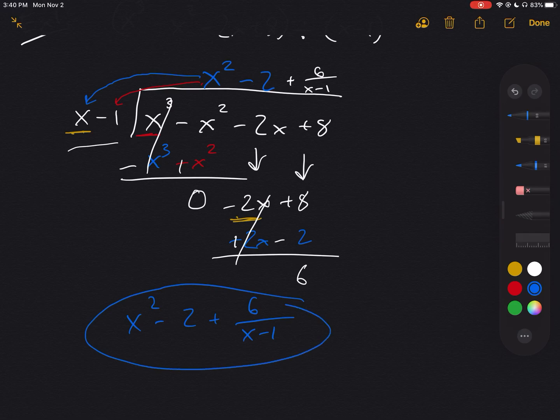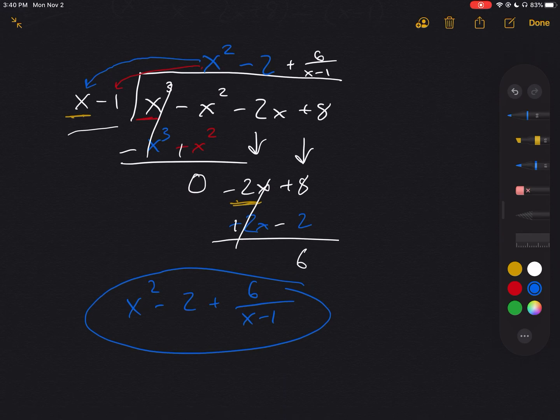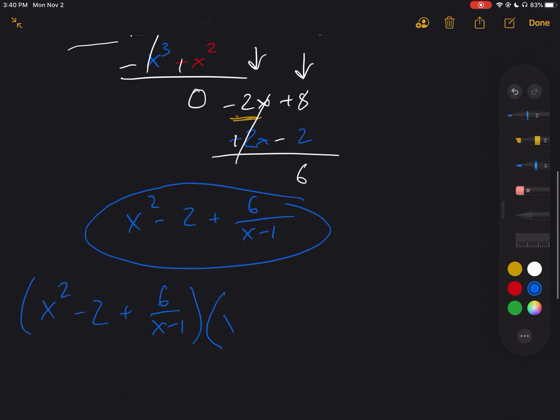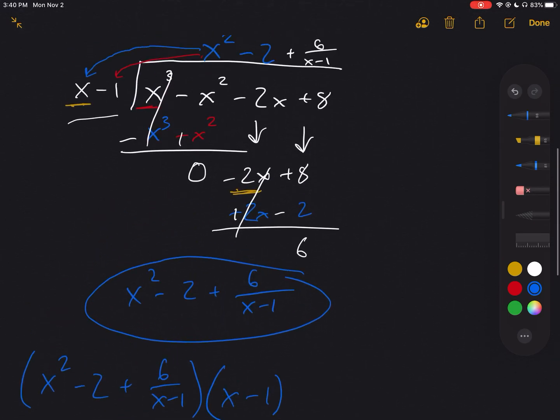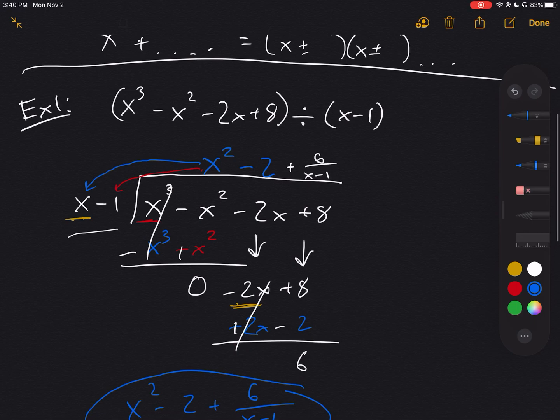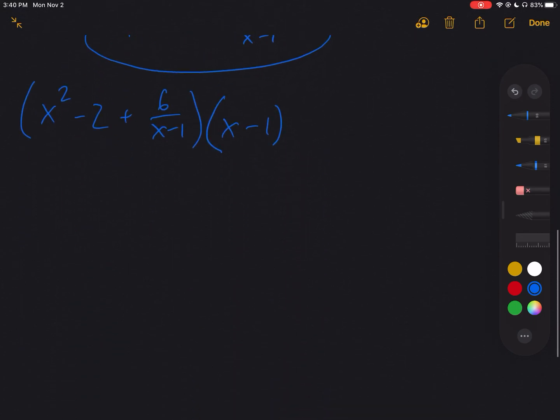Okay? Now, an important bit of information: if I were to take what I got, x squared minus 2 plus 6 over x minus 1, and multiply that by what I divided by, x minus 1, I should get back out my original polynomial, right? So that is something to keep in mind, okay? So we'll dive deeper into actually factoring polynomials, but for now we're just going to work with practicing polynomial long division.